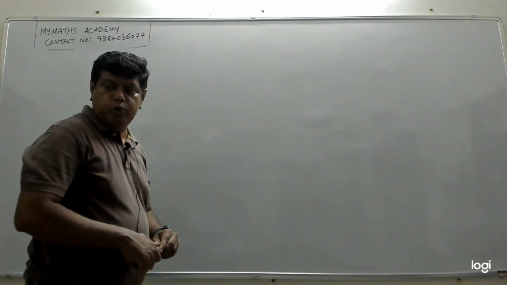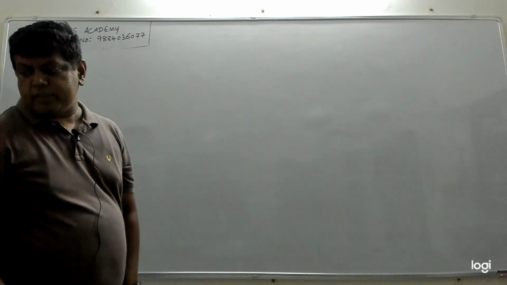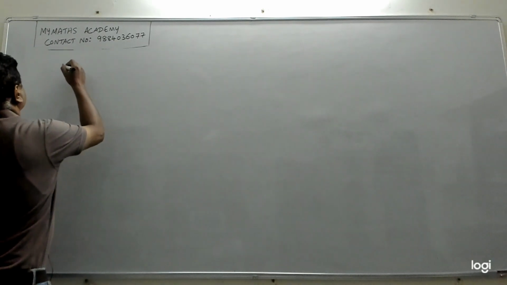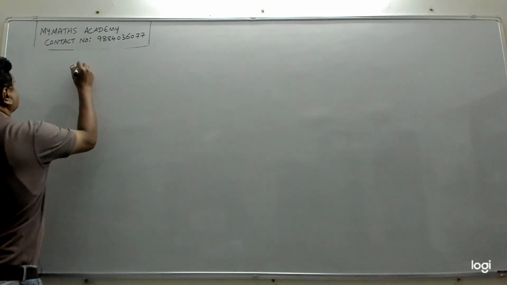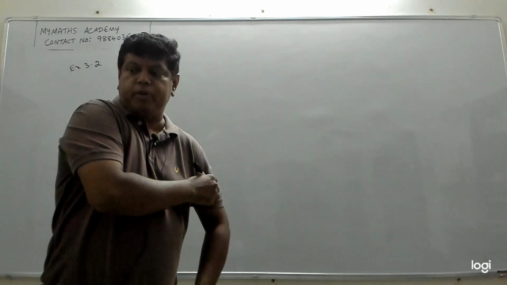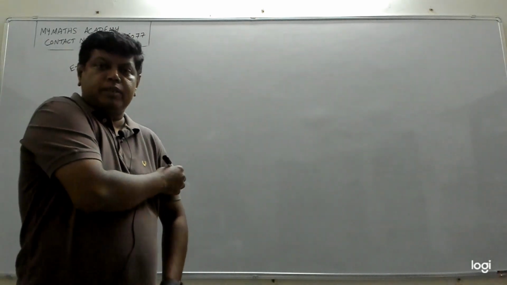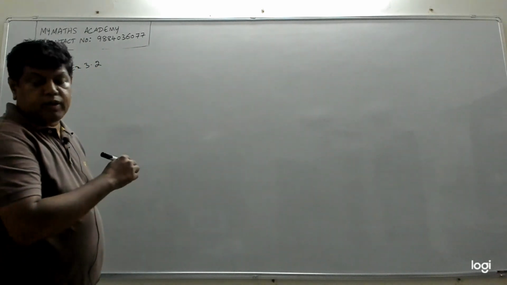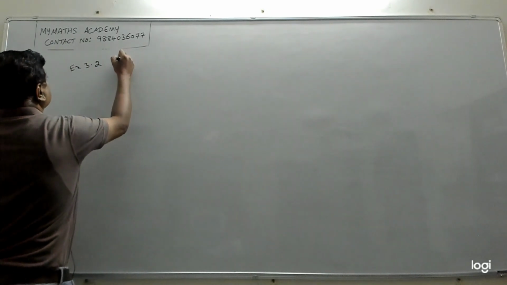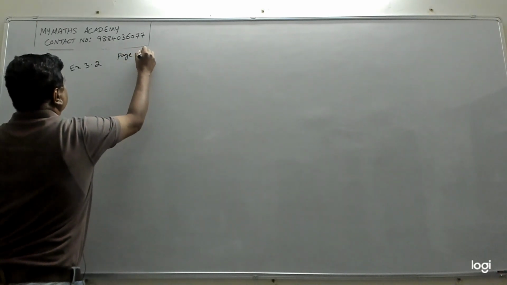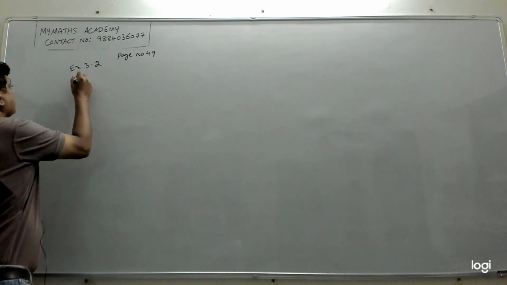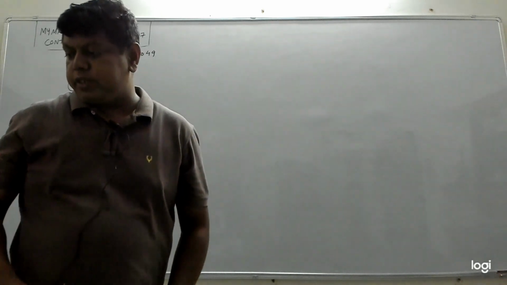In this video, we will continue on exercise 3.2, problem number 2. Exercise 3.2 in the Pair of Linear Equations in Two Variables chapter, 10th CBSE mathematics. We will do exercise 3.2, page number 49, second problem. I'm just reading the question.